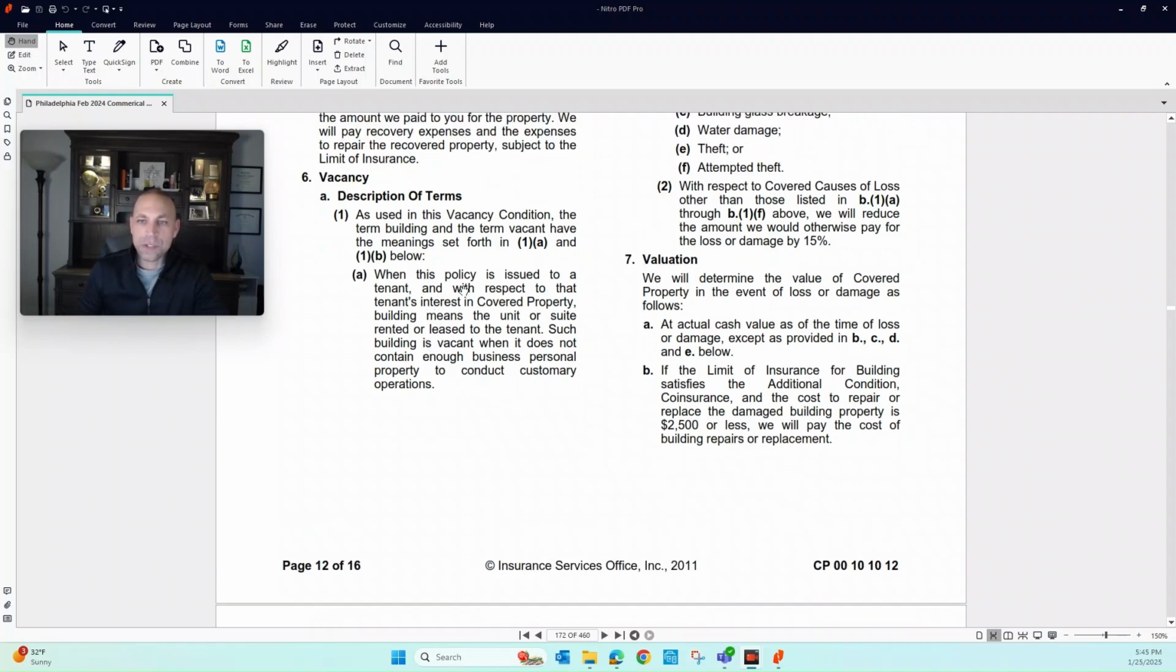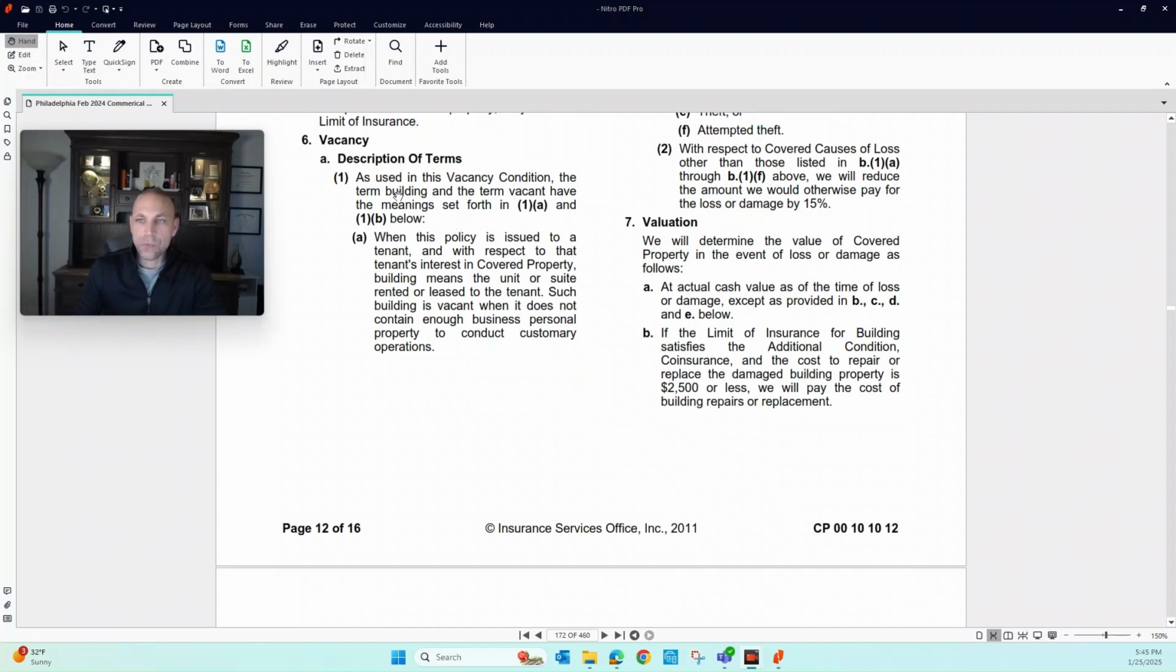There are two different types of occupants of a building. There's a tenant and there's an owner. And in some situations, you might be a tenant where your lease requires you to insure it fully as if you were the owner. So that would be in the owner category. So let's look at vacancy.